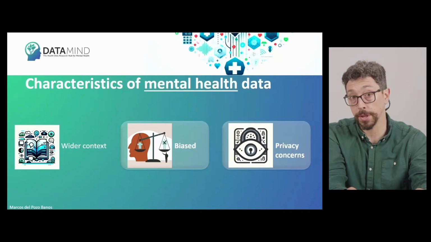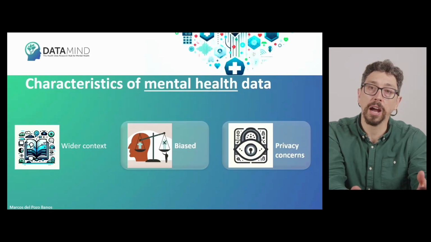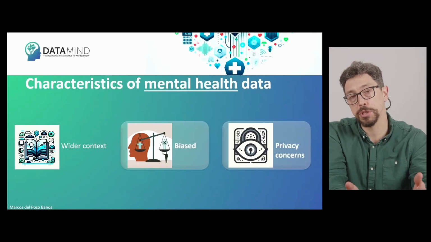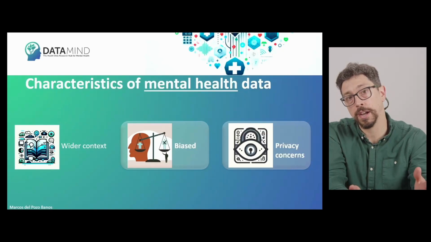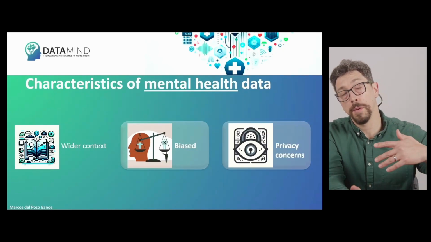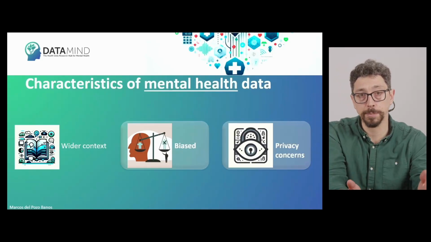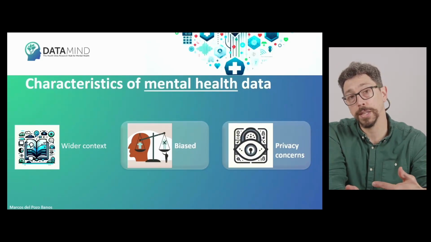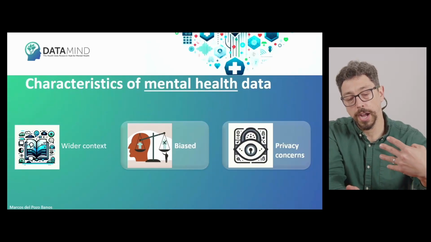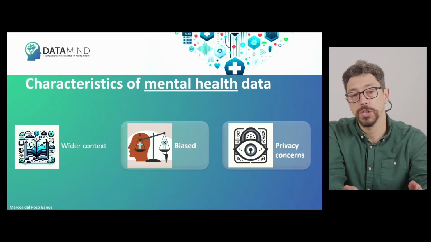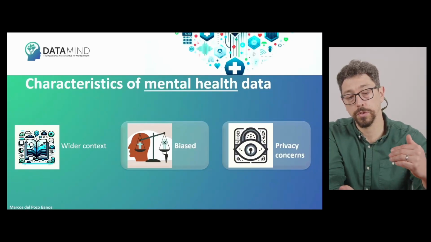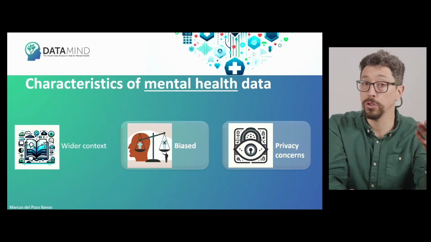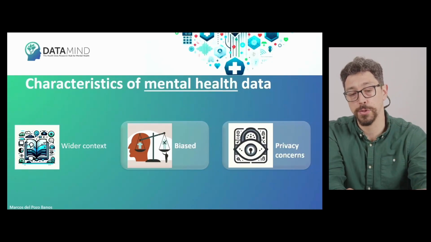And then I have highlighted here now the characteristics of bias and privacy concern. And this is because we know that mental health data suffer more from bias than other types of health data. We know that those suffering from mental health conditions are less likely to seek help, are less likely to participate in research, and then when they do, are more likely to drop out halfway through.